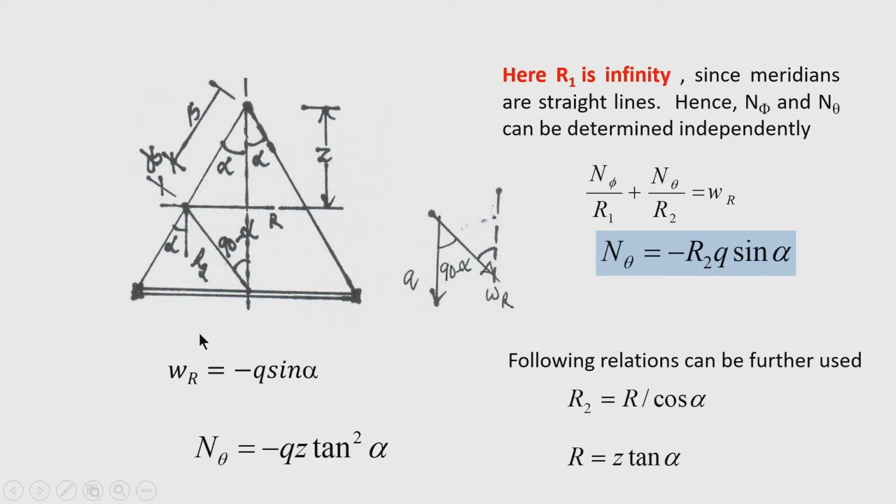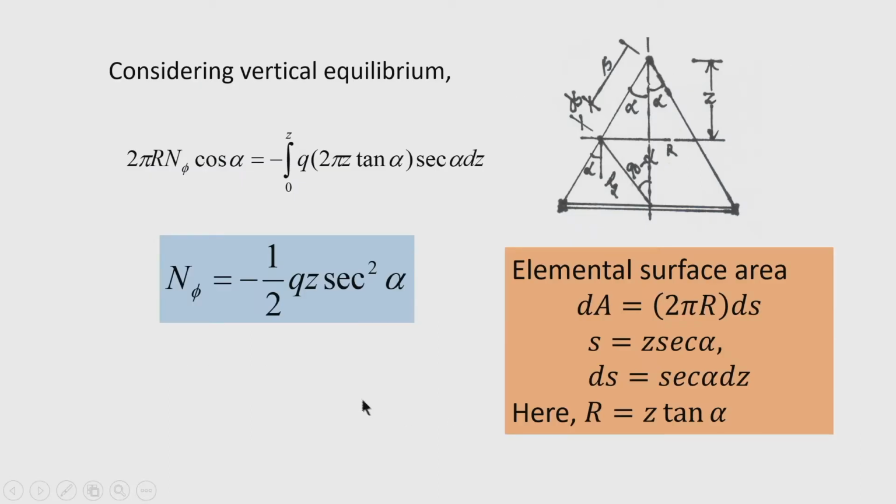Ultimately, this n theta is expressed in terms of the vertical load and the distance from the apex, the level where we want to calculate, z, and tan square alpha, where alpha is the semi apex angle. So, one of the membrane stresses is known. The second membrane stress, that is n phi, has to be calculated now, and we use the physical meaning of the expression.